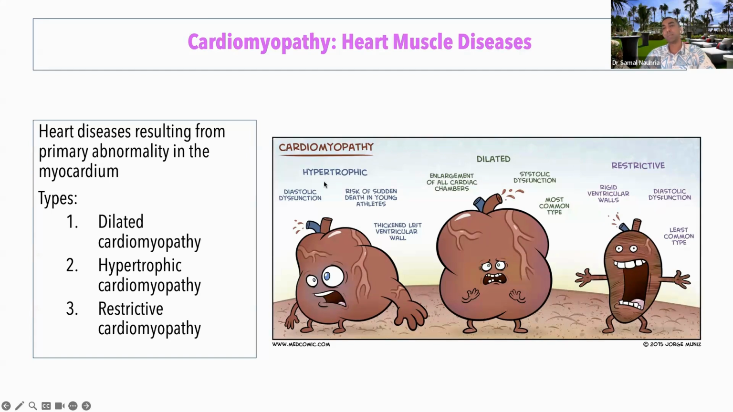Then we have hypertrophic, which is thick cardiac walls. Most likely it's the thick ventricular walls or interventricular septum. We can talk about that too. And then the third one is restrictive. Restrictive can happen because of, for example, amyloidosis. An amyloidosis question with restrictive cardiomyopathy has been repeatedly asked in your exams.